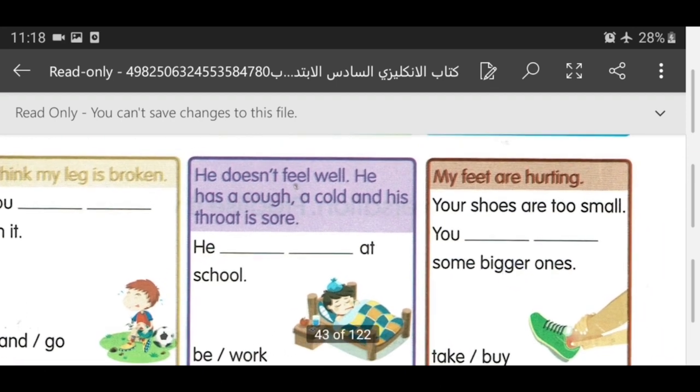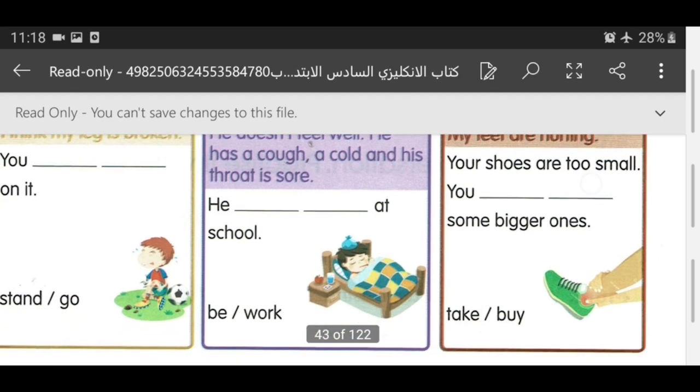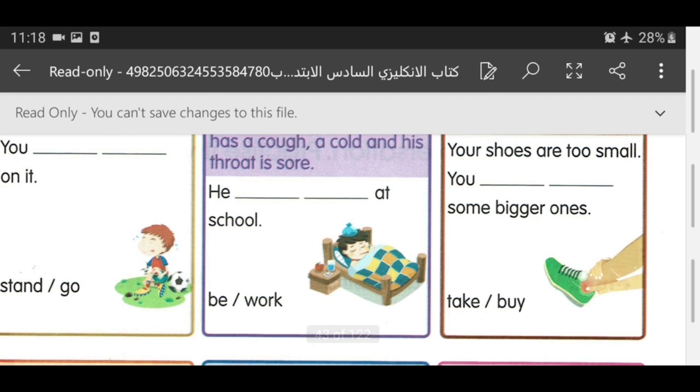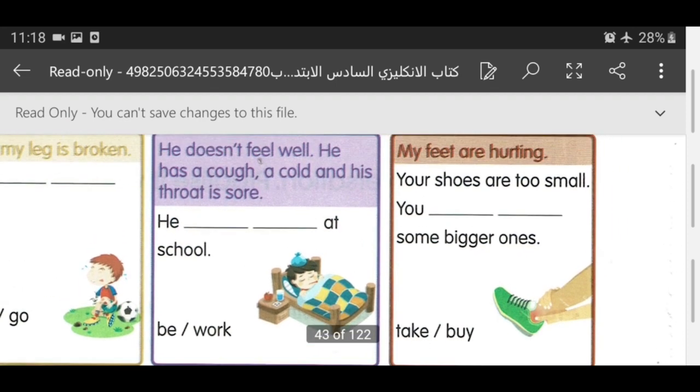He doesn't feel well. He has a cough, a cold and his throat is sore. He at school. We take the verb be. He shouldn't be at school.